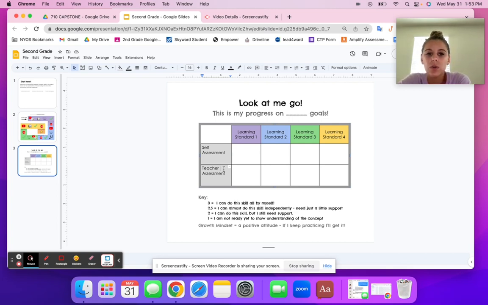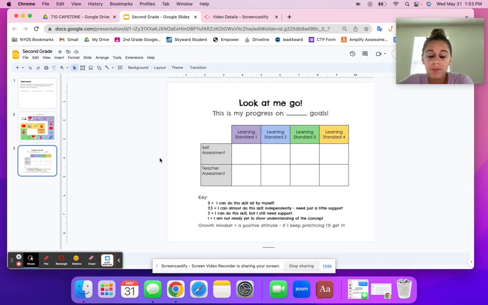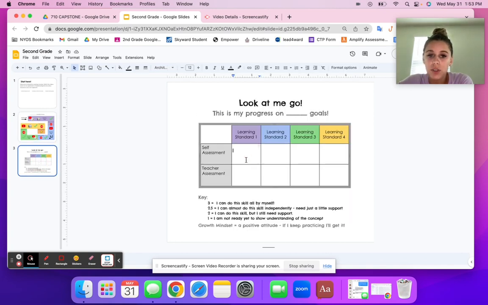So this is also a really important skill that you'll want to teach your students up front before implementing the interactive learning journeys. So for the self-assessment, once they finish the purple standard or objective, so on our learning journey here, these are all the purple skills that they had to do. So if they've completed all of those tasks and they've finished the mastery check, they would come to their student facing tracker here and they would give themselves a grade.